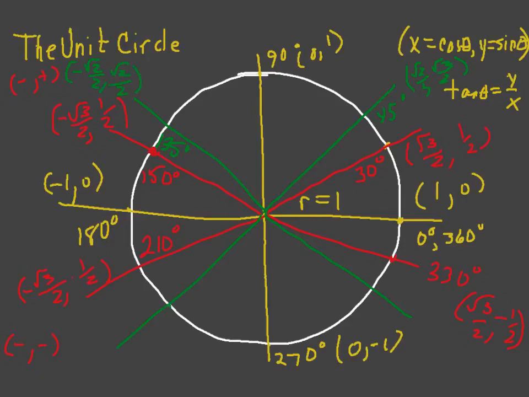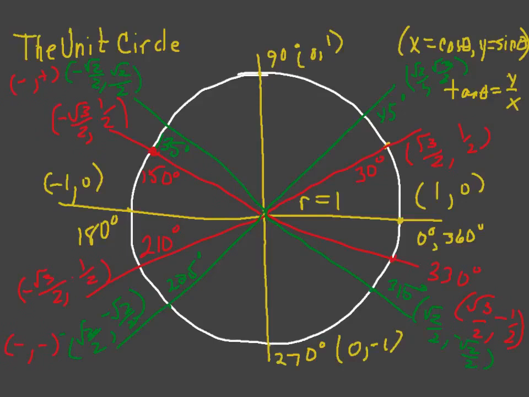And down here, 45 degrees past 180 is 225, and that's square root of 2 over 2, square root of 2 over 2, but they're both negative in this quadrant. And here, for 45 degrees before 360, that's 315, which is positive square root of 2 over 2, negative square root of 2 over 2 in that quadrant.